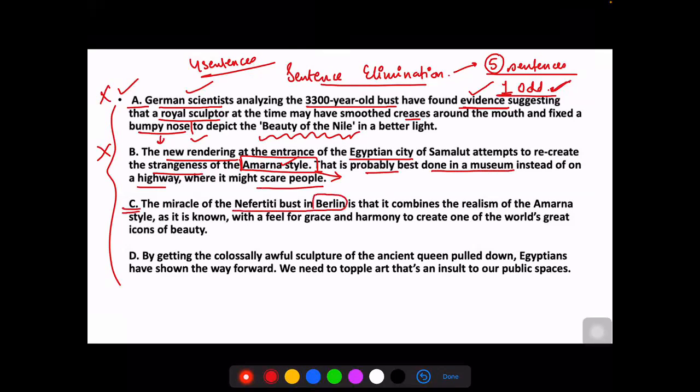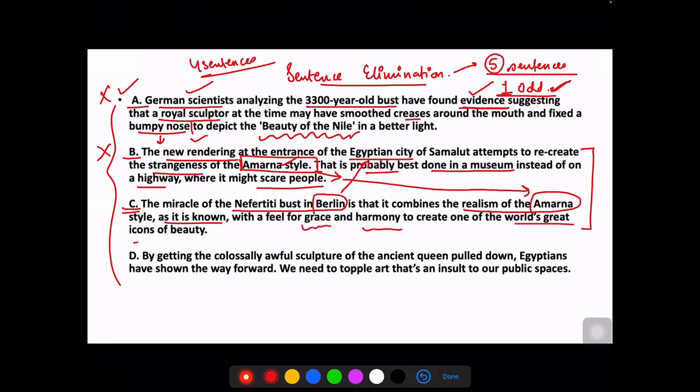C option says the miracle of the Nefertiti bust in Berlin, and now they are talking about an Egyptian city, right, is that it combines the realism of Amarna style, as it is known, with a feel of grace and harmony to create one of the world's great icons of beauty. So they were talking about the Amarna style in B and C options. So we can relate that. It has a very huge connection.